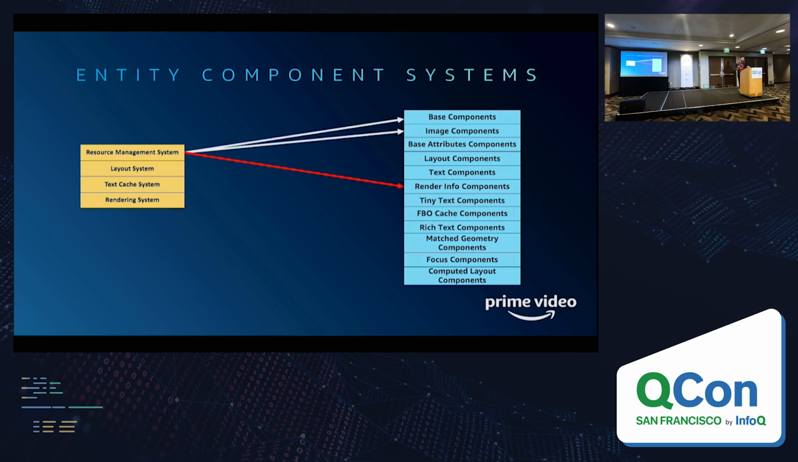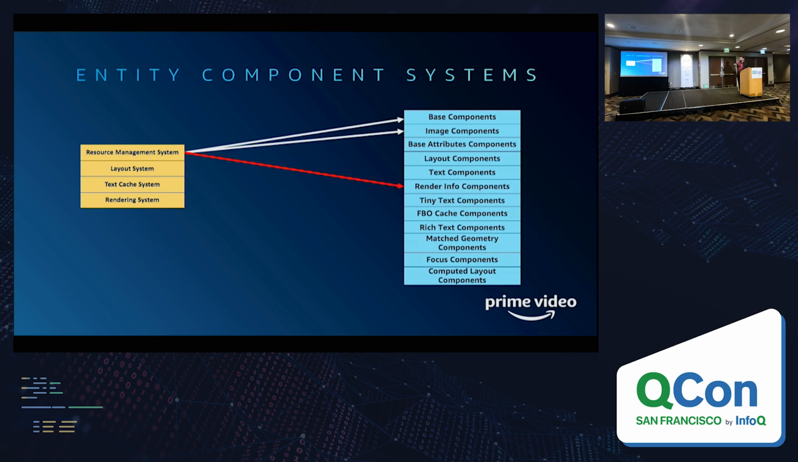So let's say the resource management system needs to touch base components and image components, and read from them. The reading is with the white arrow, and it will write to render info components. For example, it will look at where the image is, if it's close to the screen, look at the base component. It looks at the image component that contains the URL. It checks the image status: is it downloaded? Has it been uploaded to the GPU? If it has been decoded and uploaded to the GPU, we update the render info component so we can draw the thing later on the screen.